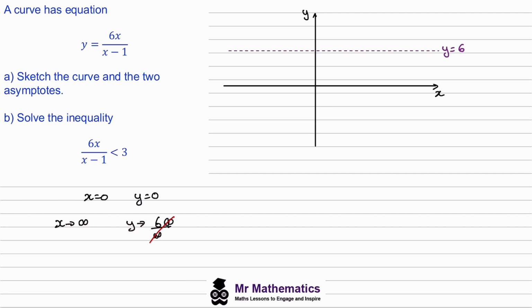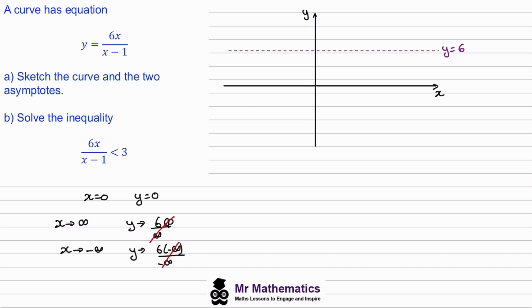And then we need to consider that x tends to negative infinity. We'll substitute this in. So we get 6 lots of negative infinity over negative infinity, again, take away 1. But this negative 1 is negligible compared to the size of negative infinity. So we know these two will cancel. And again, we get the line y equals 6.